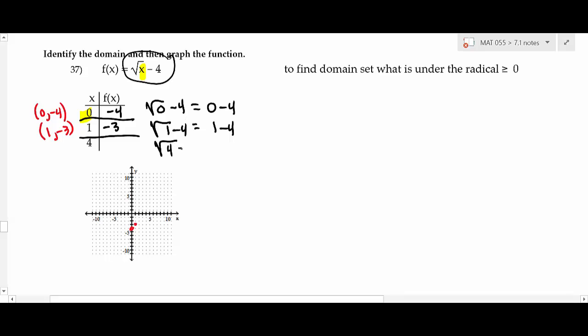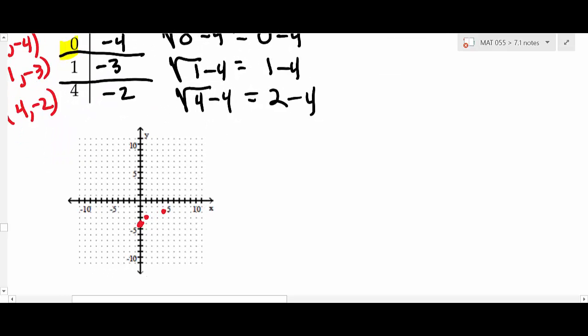Square root of 4 minus 4. Square root of 4 is 2. 2 minus 4 is negative 2. So that means we're going to plot the point 4, negative 2. So go ahead and plot that. Right 4 on x, down 2 on y. So over 4, down 2, hope I'm getting that right. Now see, that right there, square root of 4 is 2. The ones on the left are actually exponents, if you can't see that.